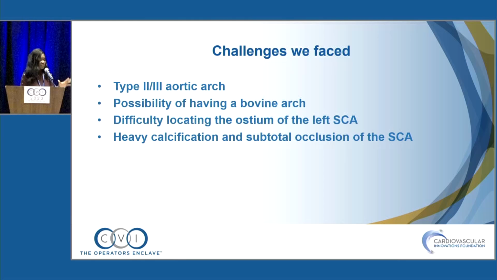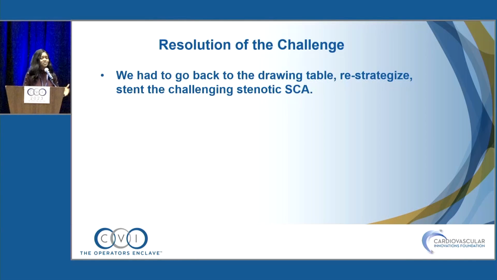Challenges that we faced here was that it was difficult to tell the anatomy of his aortic arch. We thought it might be type 2 or type 3 because of the tortuosity. And we also thought that there might be a possibility of having a bovine arch as well. It was also pretty difficult to locate the ostium of the left subclavian artery. That's why we didn't bother to use the radial access. And on top of that, he had heavy calcification and almost subtotal occlusion of his subclavian artery. So we had to go back, re-strategize, and plan to stent this challenging stenotic subclavian artery.